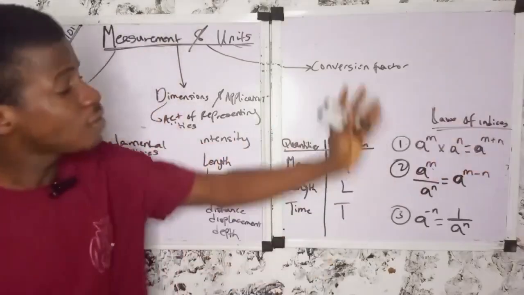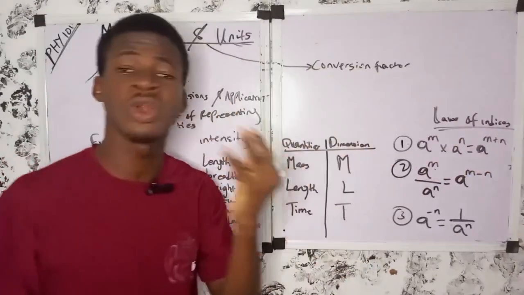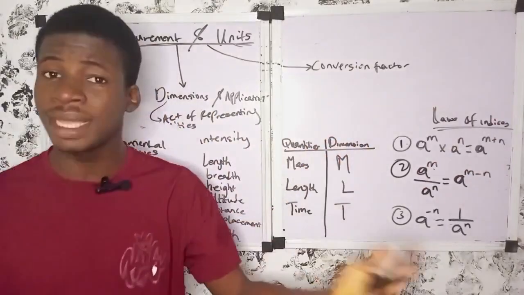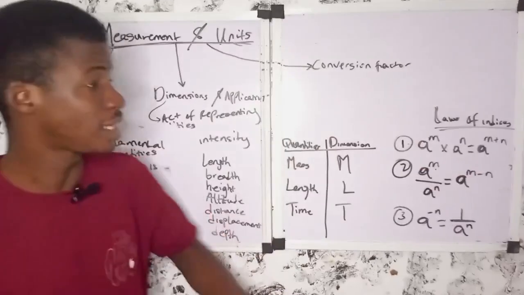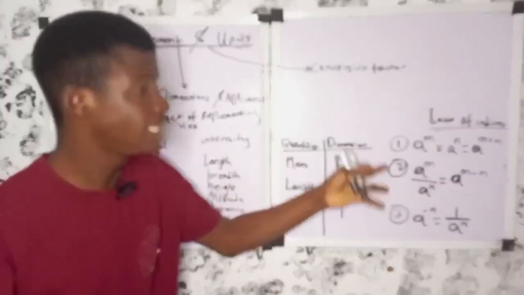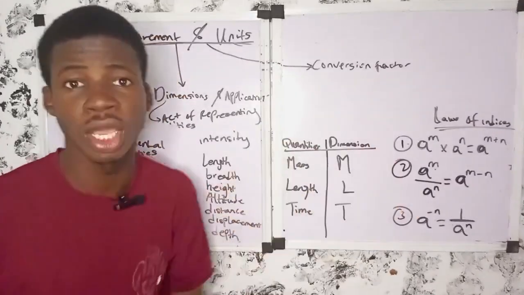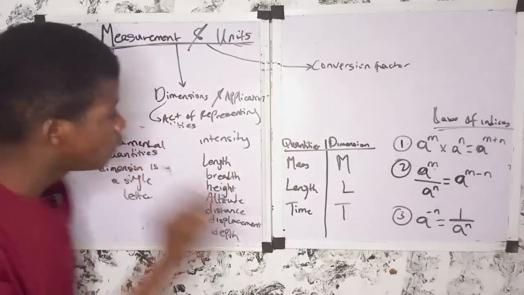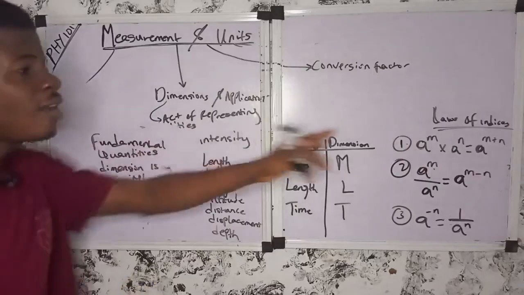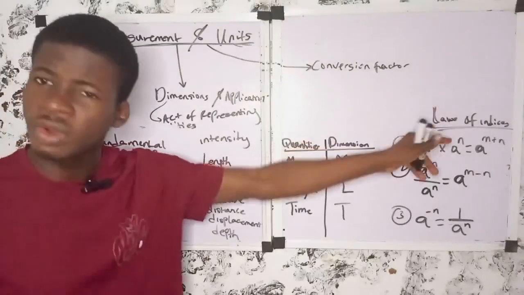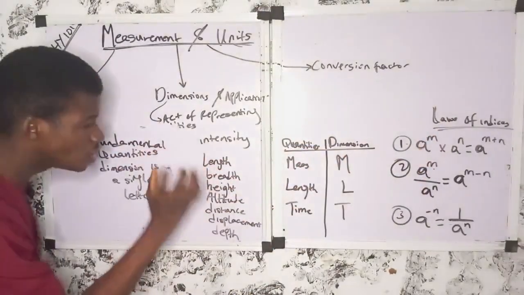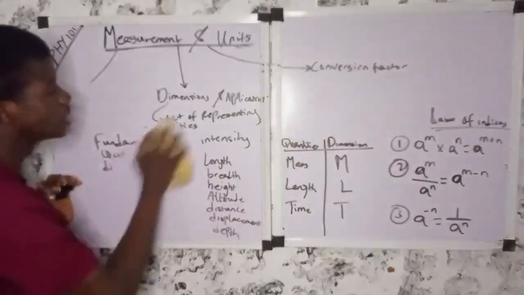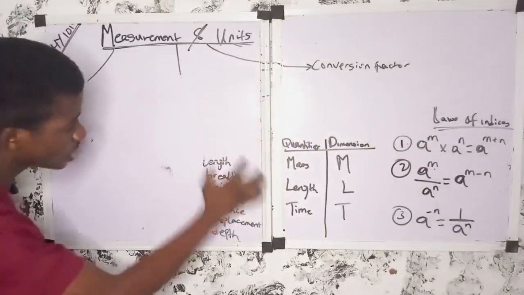If you look at the board there, I already gave you 3 laws of indices. There are about 7 laws, but we're not doing maths, so I'll give you 3. These 3 laws will help you to look for the dimension of any quantity in physics. Now, before I move straight to the laws of indices, you should focus here. There's something I want to tell you.